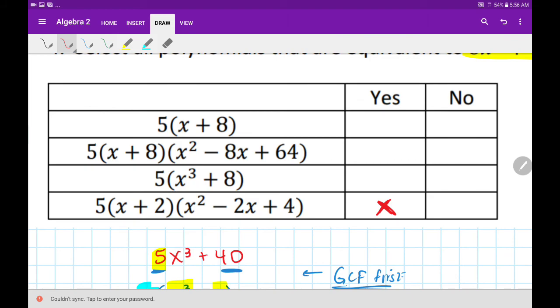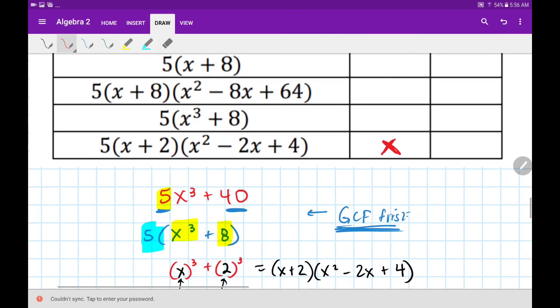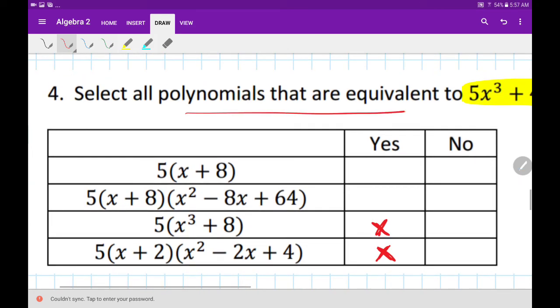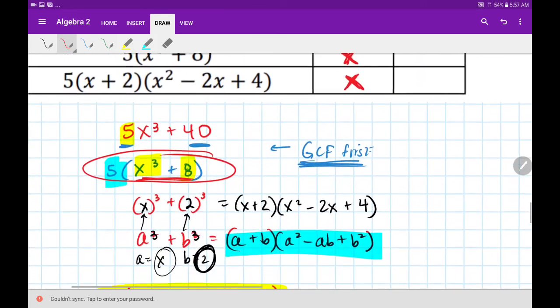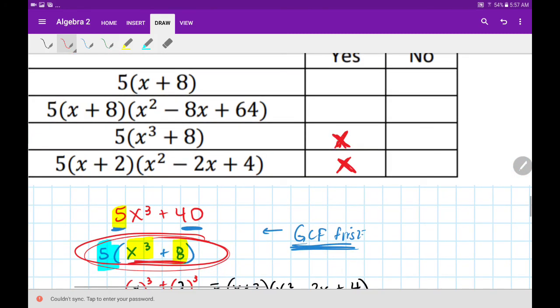There's another answer here that also works, and that would be this step. That's when we had factored out the 5. So this is equivalent, because the question says, what are the polynomials equivalent to? And so since we factored out the 5, we know that this is going to be equivalent.